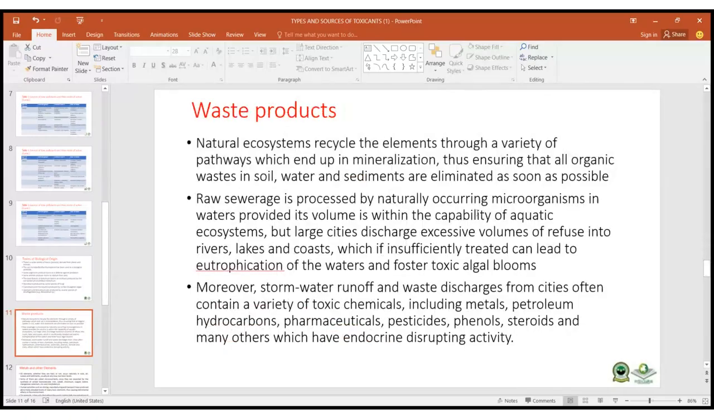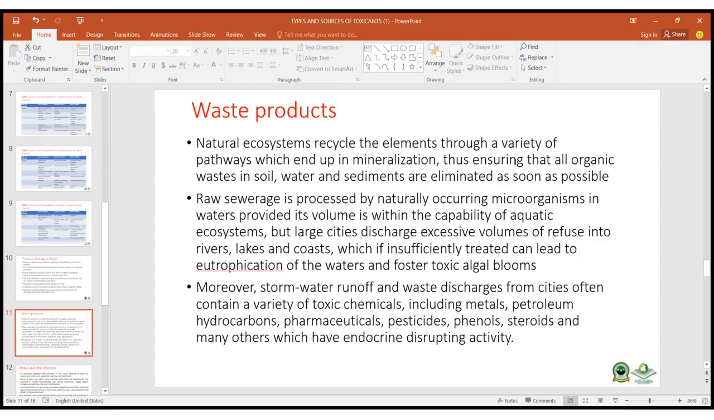Then there are toxins that come from waste products. You know, normally or naturally, ecosystems are supposed to self-purify. For instance, you never can tell the amount of poisons or toxins that are released into the water body. But because the water body has a system of purifying itself, it recycles the elements through a variety of pathways, which end up mineralizing them.